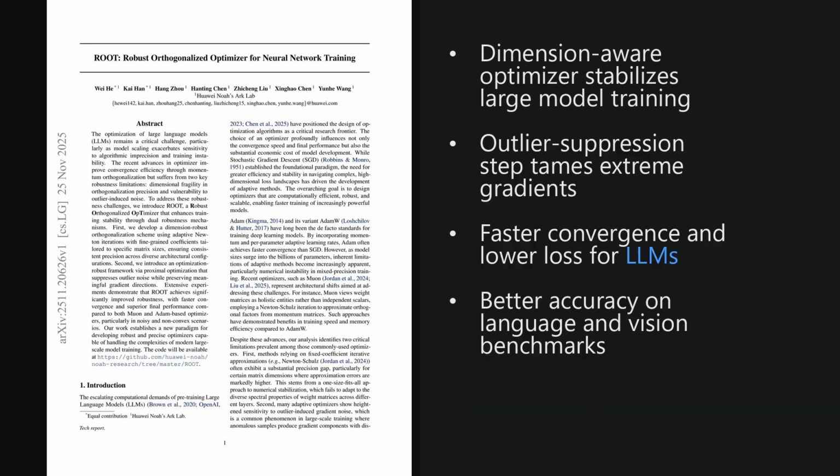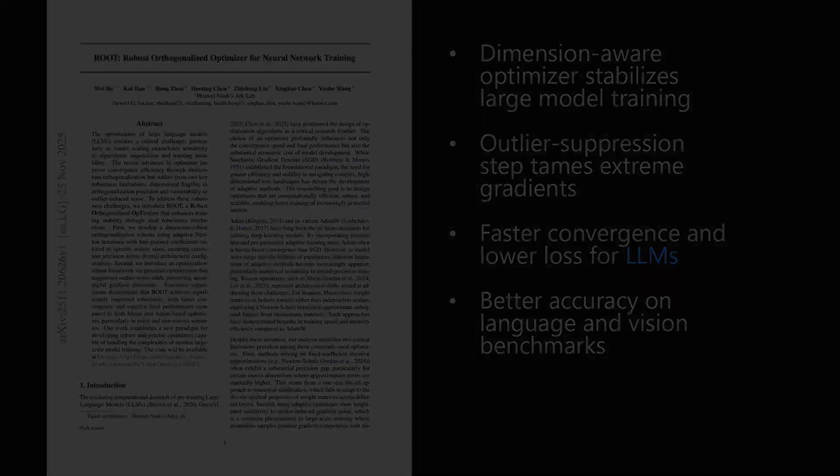I'm Alex. Today we are looking at a paper trending on X, published on November 25th, 2025, about 4 days ago. It introduces Root, a new optimizer that makes training large neural networks much more stable by using dimension-aware orthogonalization and a smart outlier suppression step, which together give faster convergence and better final performance than both Muon and Adam-based methods. The paper is titled Root, Robust Orthogonalized Optimizer for Neural Network Training. And as we will see later, the implications for large-scale model training are quite significant.